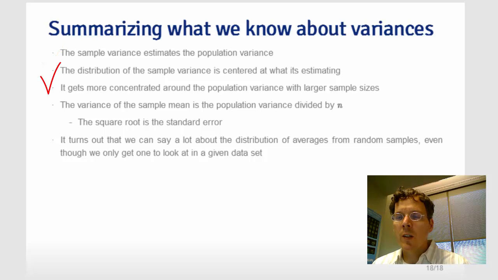And it gets more concentrated about what it's estimating as you collect more data. Again, this is a good thing. This means if we go to the trouble of collecting more data, we get a better estimate, in that the distribution of the sample variance is more concentrated about what it's estimating.